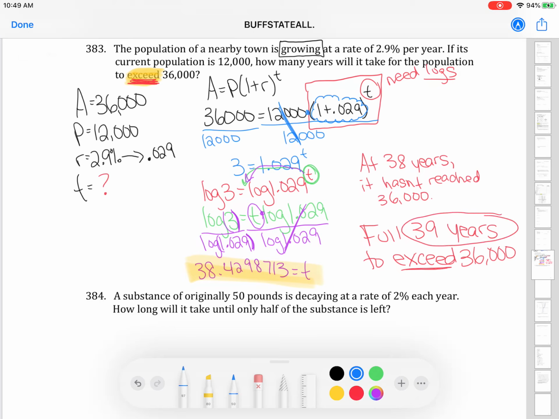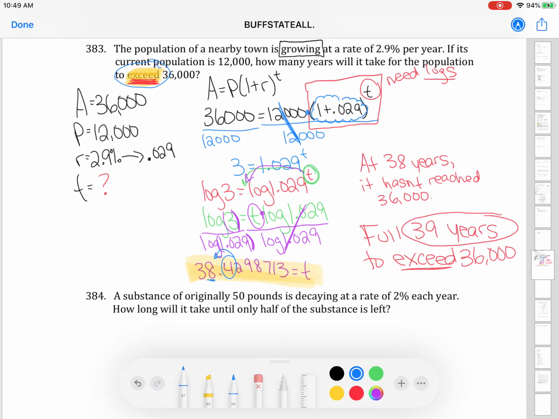So your answer is 39 years. And I'll explain that again. If I rounded this to the nearest whole number like we've been doing all along, that 4 would not bump the 8 up and it would be 38 years. But your answer tells you that it takes 38.4 years, almost 38 and a half years, to reach 36,000.